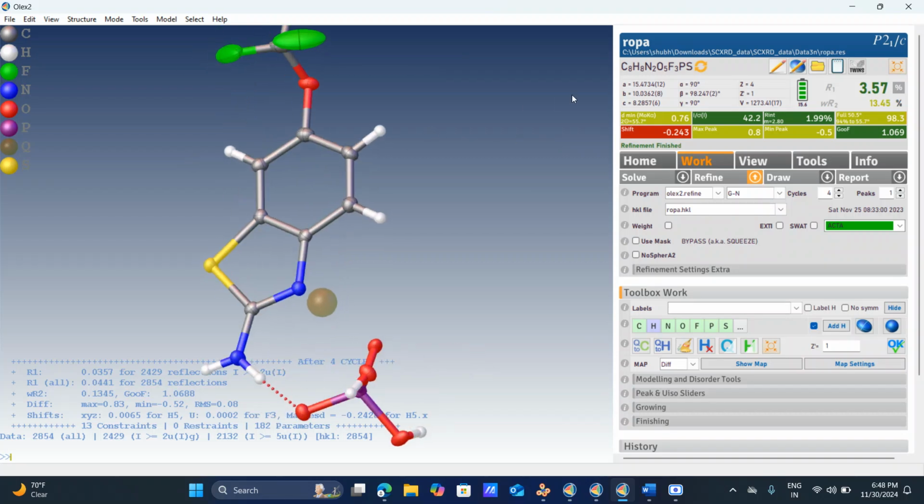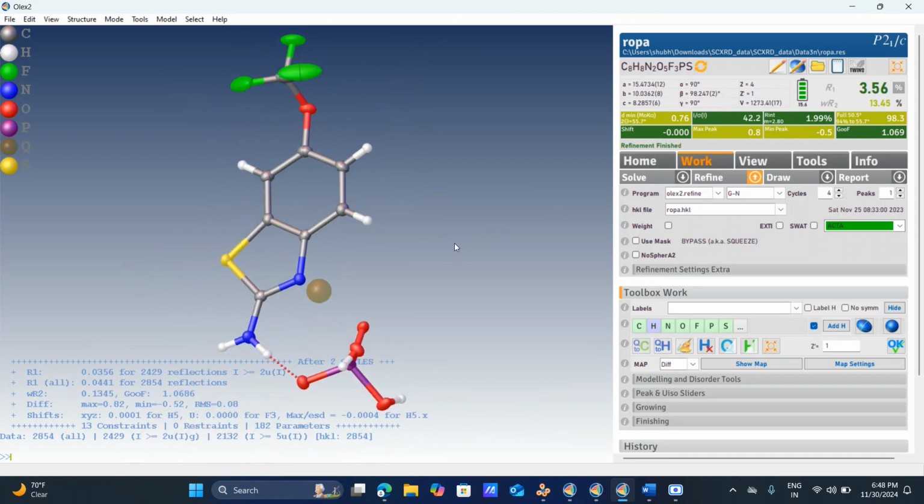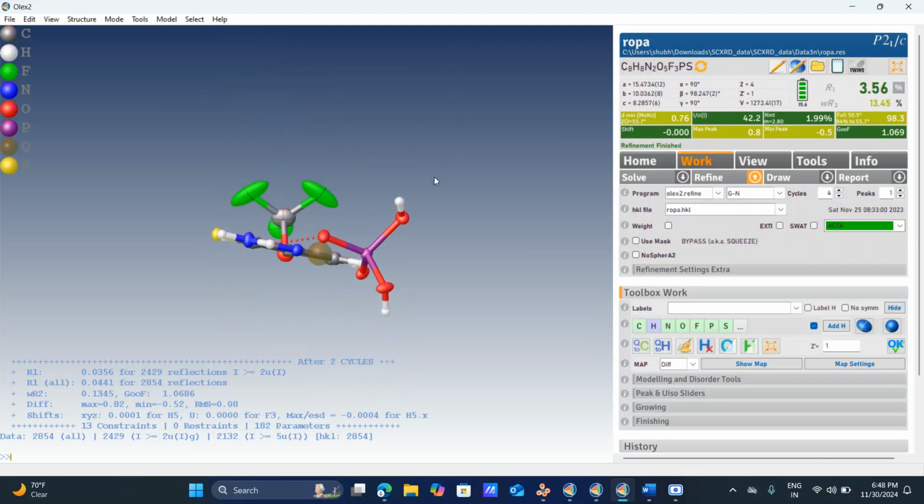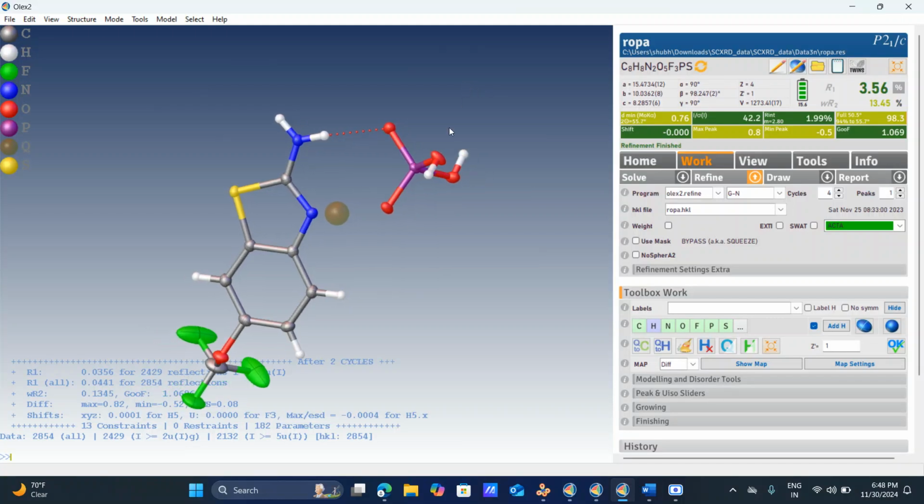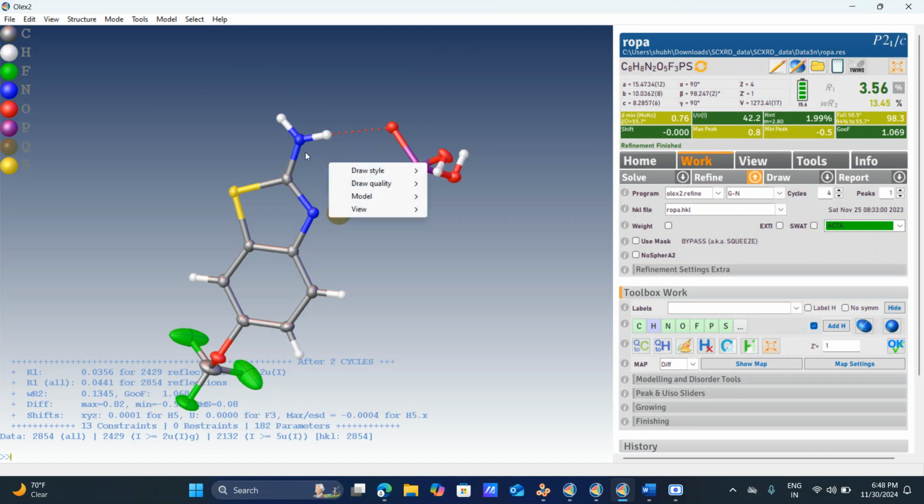It's basically C8H8N2O5F3PS and we got an R factor of 3.57, which is quite good here. We can refine it again if you want to see, and after some refinement, 3.56 R factor. You can see here the carbon atoms are in a ring. And here you can see orthophosphoric acid, and this orthophosphoric acid oxygen is hydrogen bonded with the hydrogen which is attached to the nitrogen of riluzole. Here you can see nitrogen is attached with hydrogen, and then there is a hydrogen bonding here. That's a good thing. Yeah, these are all the things that we can see here.